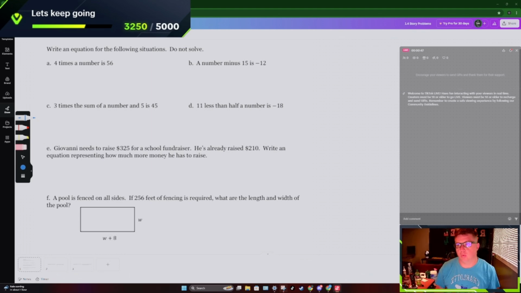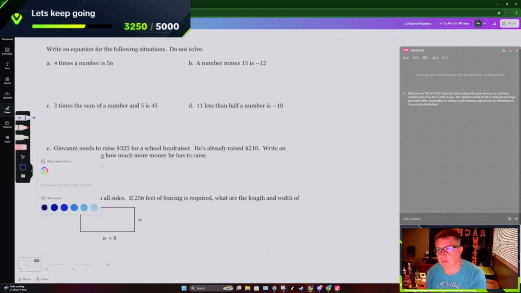We're going to do 1.4, working on story problems and wording in those story problems. So let's take a look at write an equation for the following situation. First off, they want an equation. So in that case, we need an equal sign, no matter what. Do not solve. Okay, so we just want to do setups. So we do not need to solve these problems. We're just going to try and set them up.